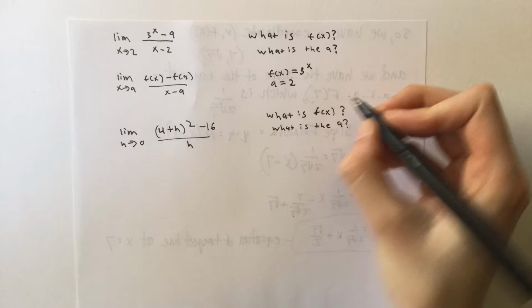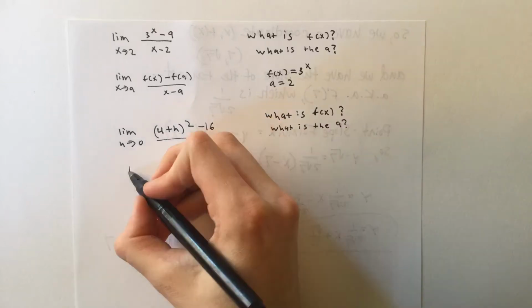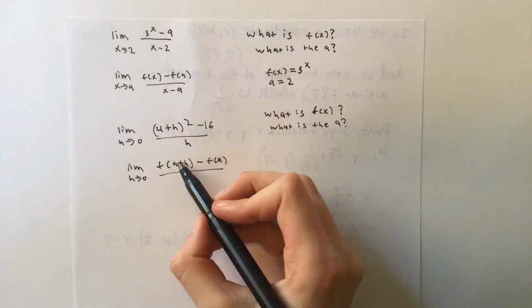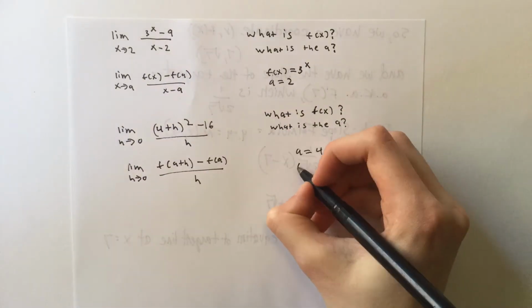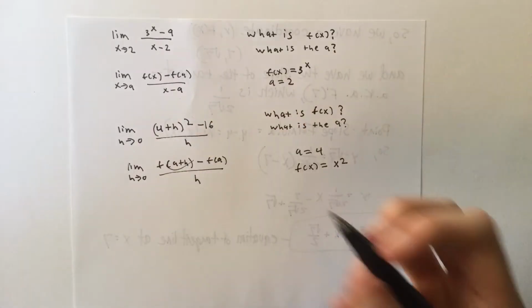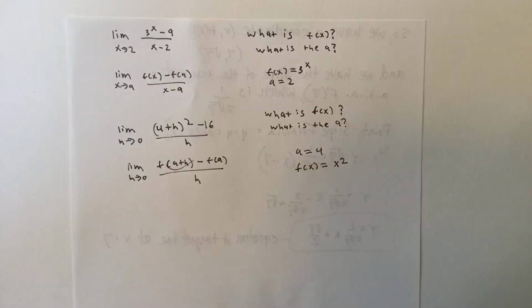For the second problem, it is definition 2 because we have an h. Due to the equation in definition 2, we know that a is equal to 4 because 4 plus h squared is part of the limit. And we know f of x is x squared because the a plus h, the 4 plus h, is squared. So that's how you determine the f of x and a for these two definitions.